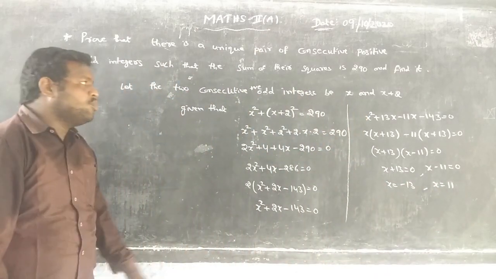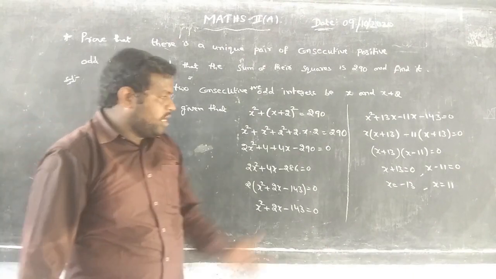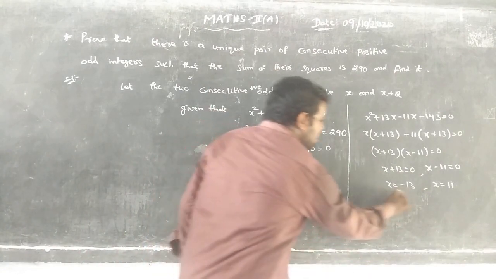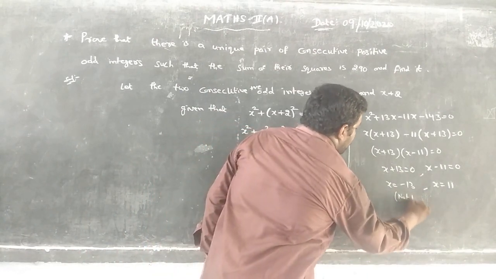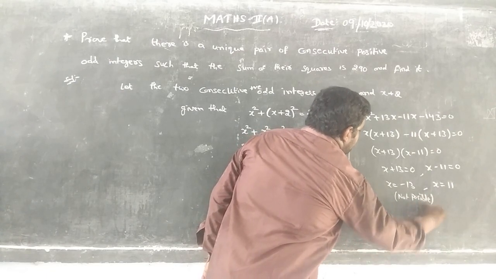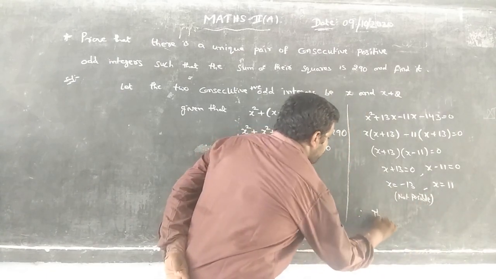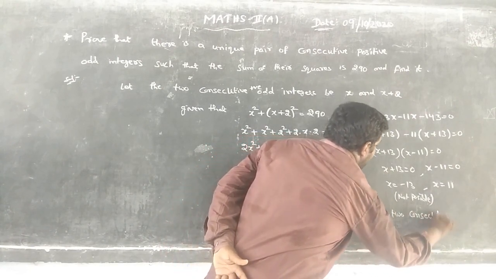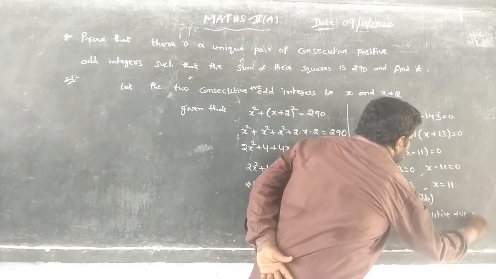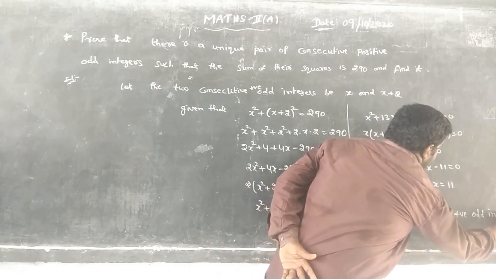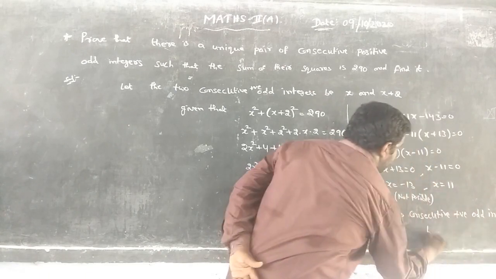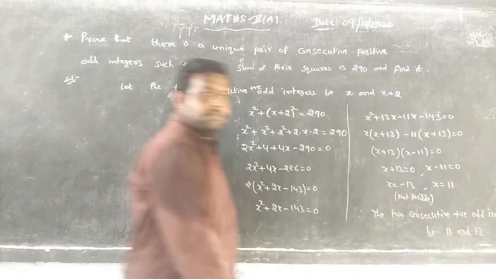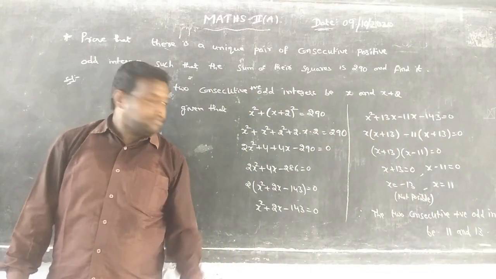But x and x plus 2 are both positive odd integers. So of these two values we can take only the positive number. So x is equal to 11. X equal to minus 13 is not possible. Therefore the two consecutive positive odd integers are 11 and 11 plus 2, which is 13. Okay, understood? Everyone note that one.